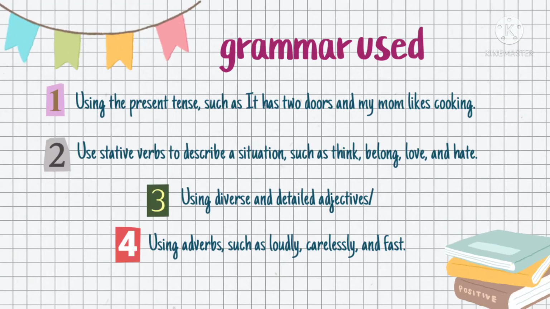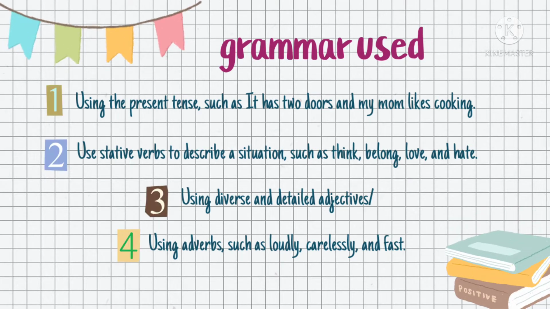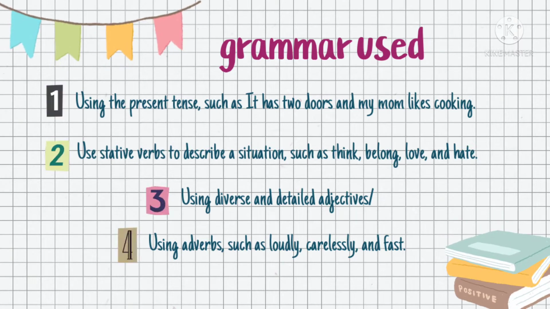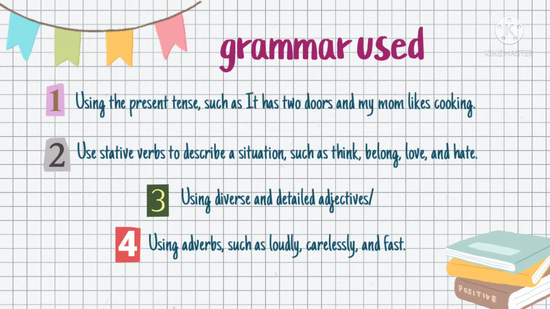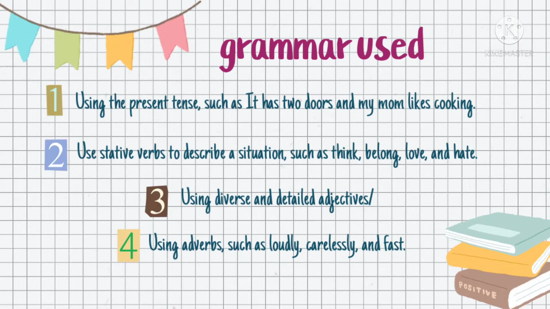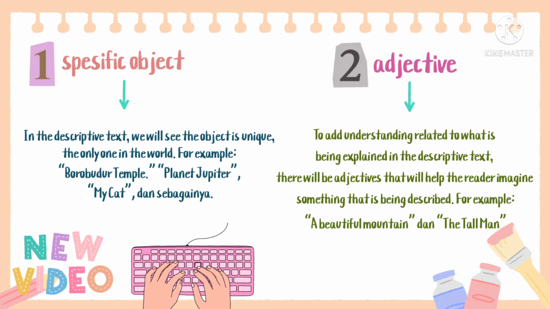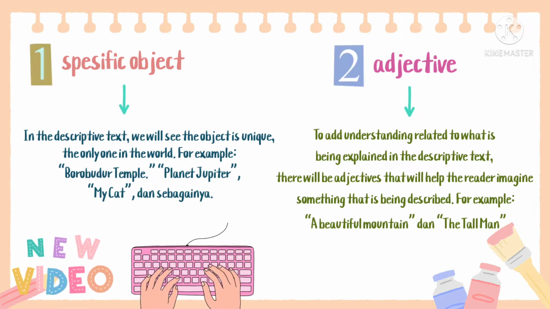Okay, we go to the next slide, and in this slide we'll learn about the grammar used in descriptive text. For the first, using the present tense. In descriptive text we use the present tense, and we use stative verbs and use detailed adjectives and adverbs. Next, specific objects. In descriptive text, the object is unique, the only one in the world. For example, Borobudur Temple, planet Jupiter, my cat, and the sun.